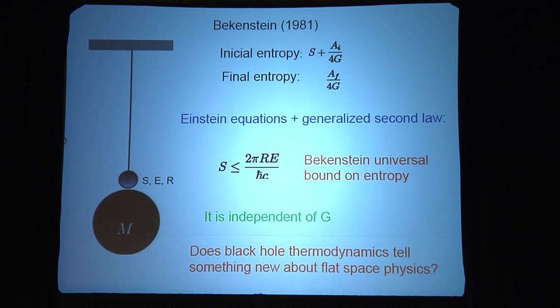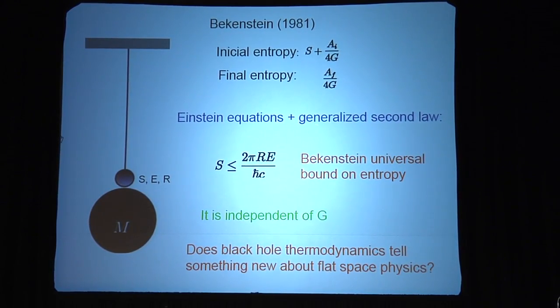So let us start with the Bekenstein bound. This was proposed by Bekenstein in 1981, doing this thought experiment with black holes. We take a large black hole with a small object outside, very near the horizon, and then we release this object and it crosses the horizon and disappears behind the black hole. So the initial entropy is the entropy of the object plus the initial area of the black hole, and the final entropy is the final area of the black hole.